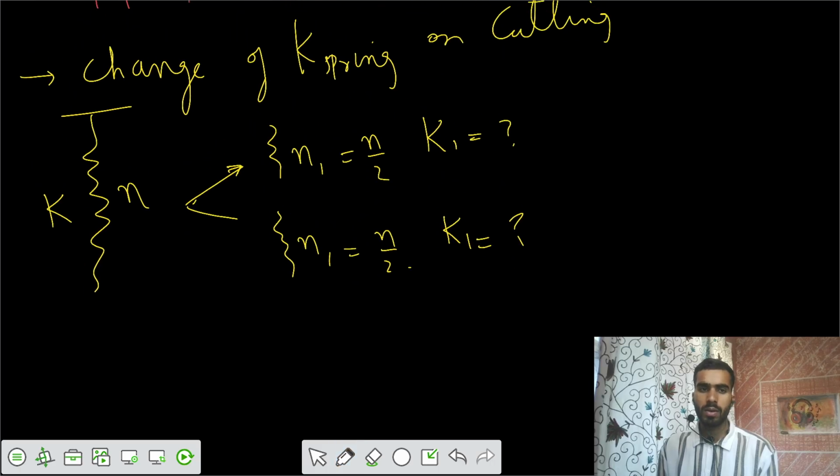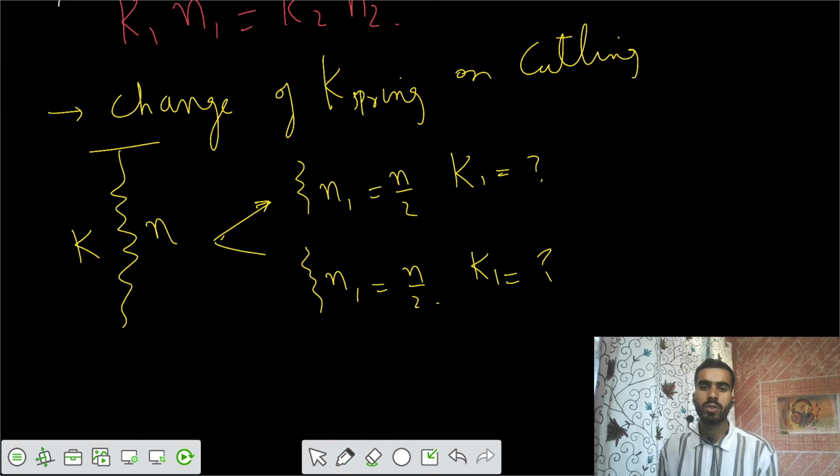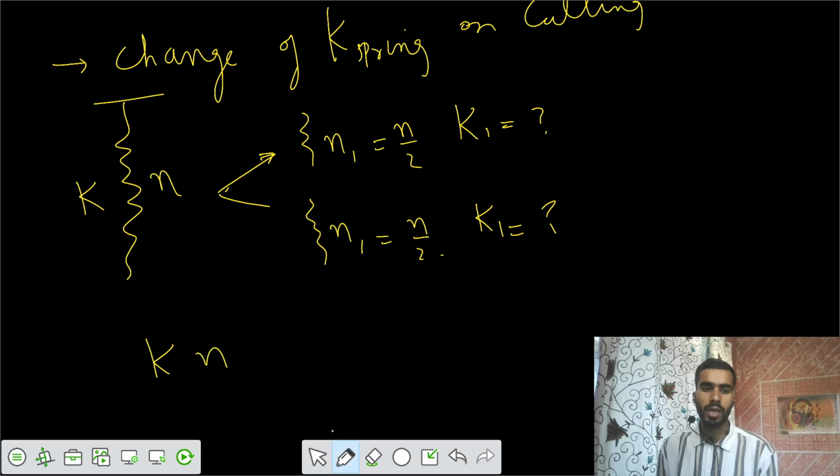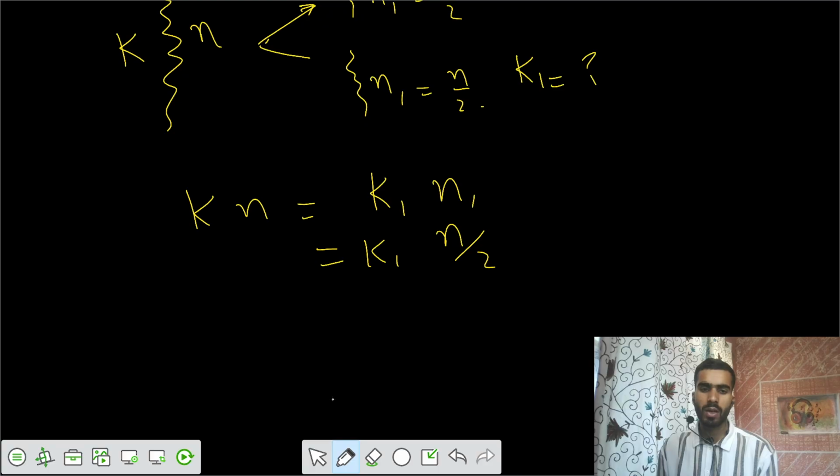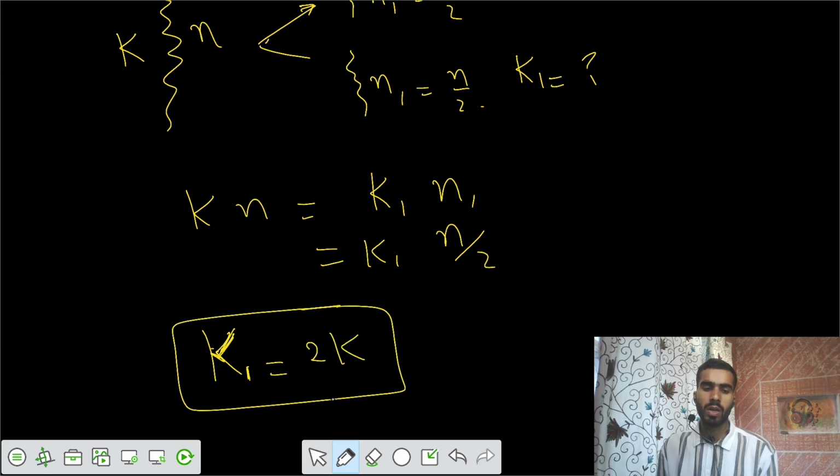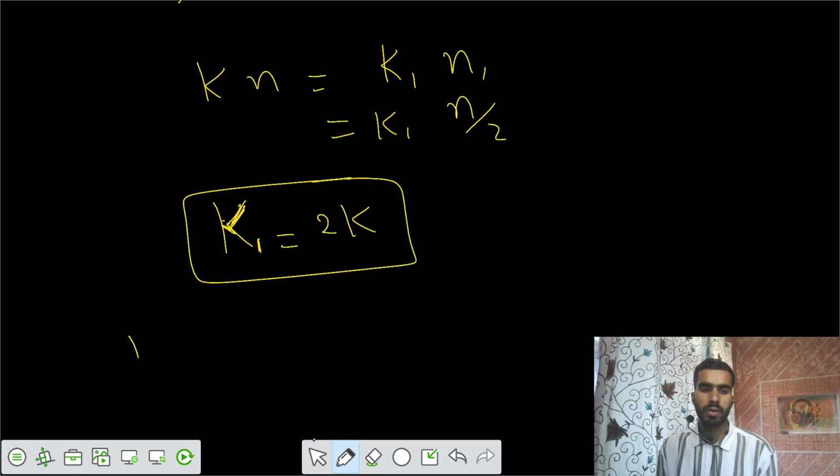Based on this equation, we have K N equals a constant. I can write K into N equals K1 into N1, that is K1 times N by 2. So the stiffness of the section which has only N by 2 turns would be twice K. So stiffness increases on decreasing the number of turns.